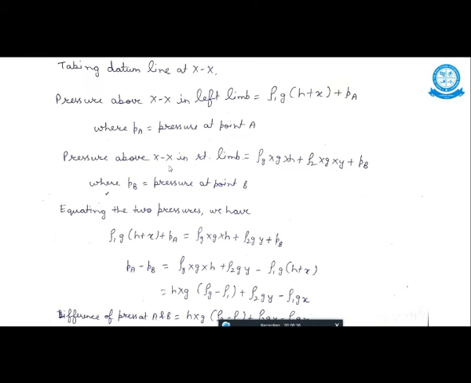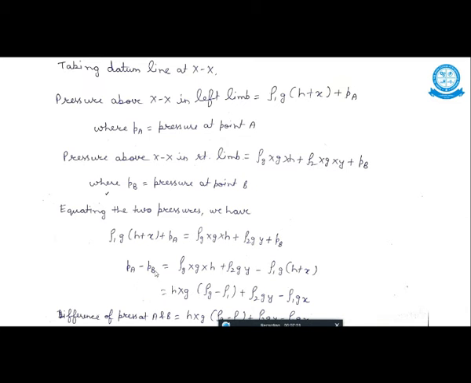So equating these two equations for the left limb and right limb: rho 1 g (h plus x) plus Pa is equal to rho g into h plus rho 2 g y plus Pb. So we have to determine the pressure difference between point A and point B. So Pb will be taken here.